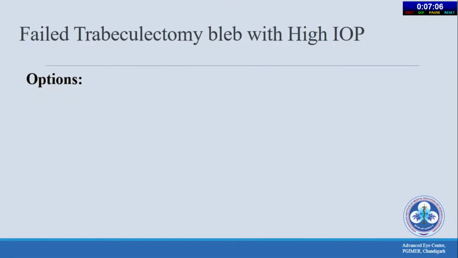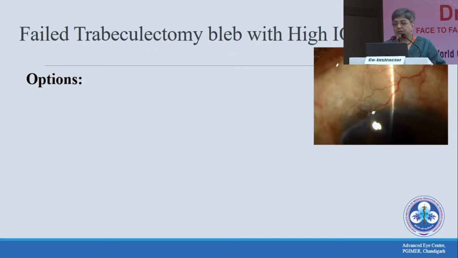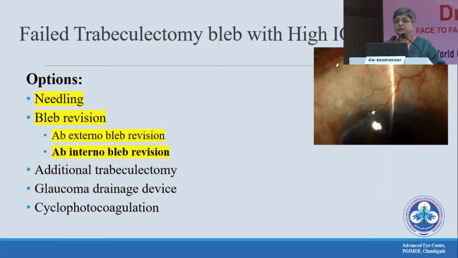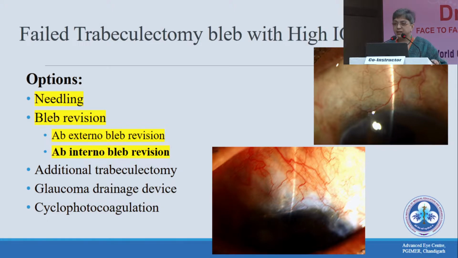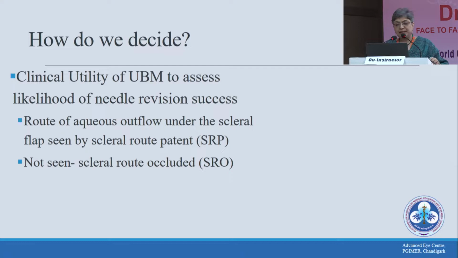So a failed trabeculectomy bleb with high intraocular pressure does have several options. If you have a scarred bleb like that, you could needle it. You could do a bleb revision, which could be ab externo or interno. Of course, you can do an additional trabeculectomy or a glaucoma drainage device, or maybe a cyclodestructive procedure if there's no useful vision. So how do we decide?